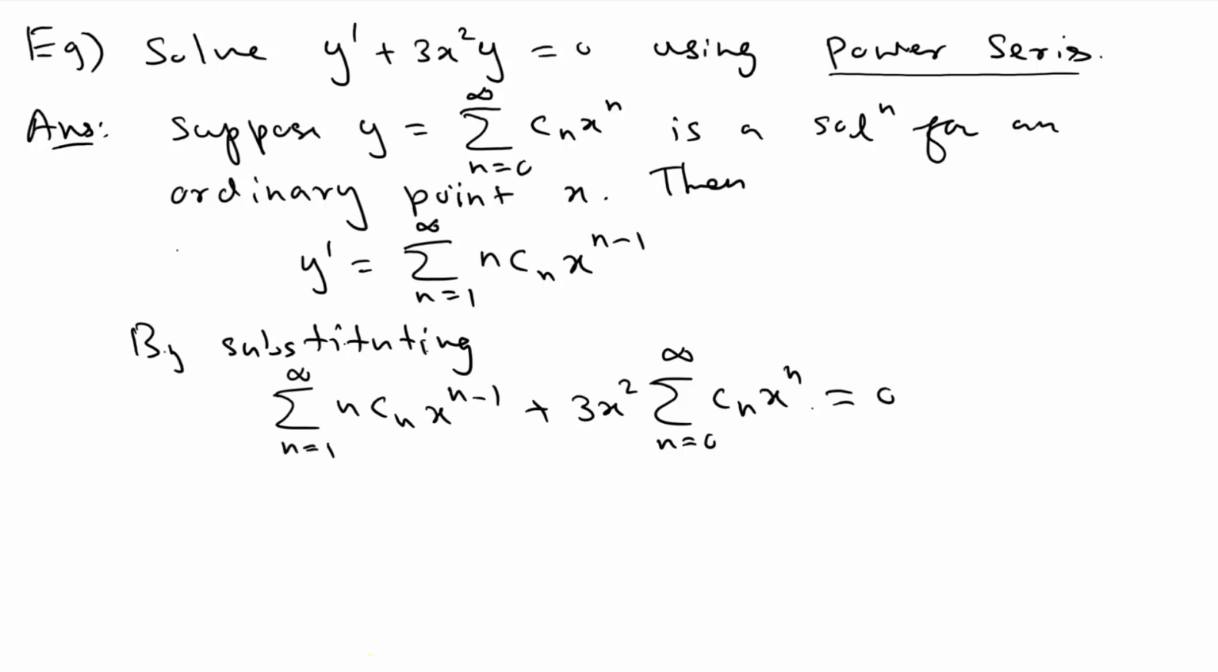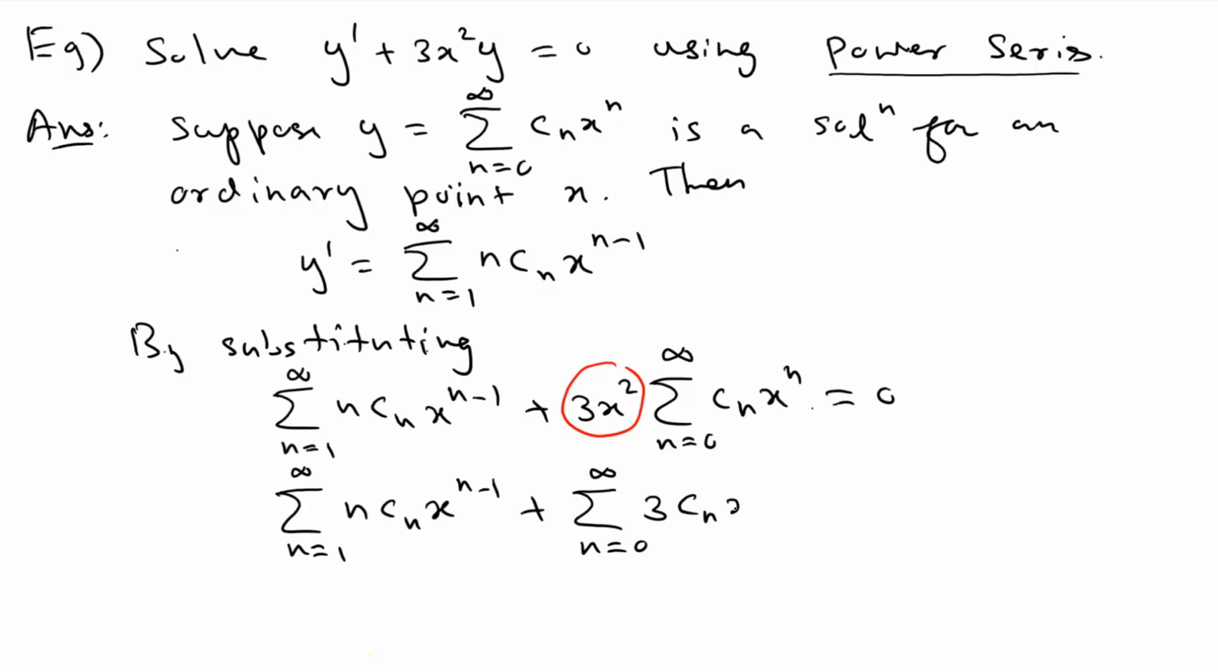Now what we normally do is bring this term inside, and also try to change the index. So let's first bring this term inside. The first sum, n going from 1 to infinity, nothing changes: n cₙxⁿ⁻¹, plus sigma n going from 0 to infinity 3 cₙ x. We have x squared here and x to the n here, so you add the 2. It's going to be n plus 2 because you have extra x squared terms there.